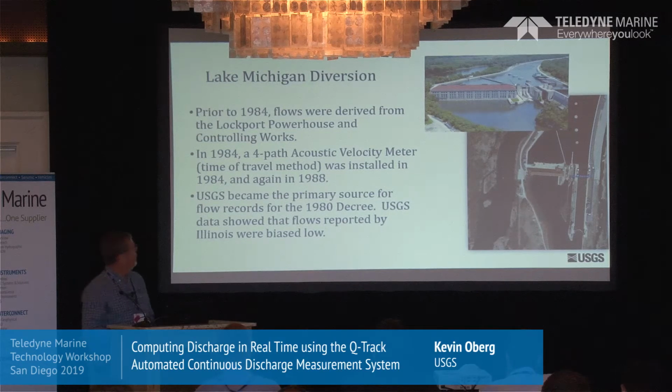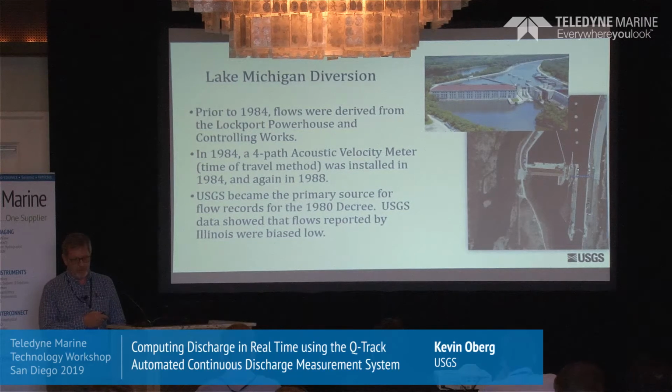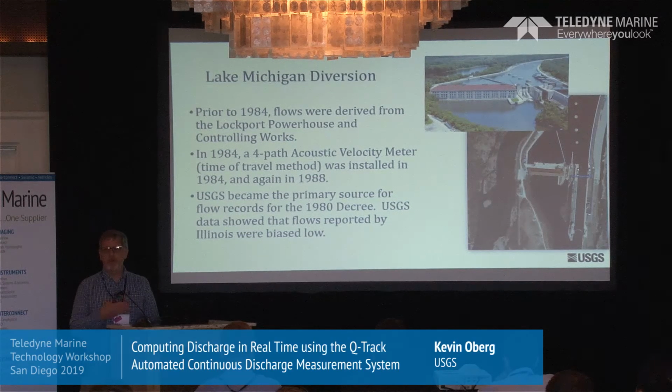In 1984, first of all, the original computation of discharge to answer the Supreme Court decree was done by computing flow through this structure, and there's one other upstream. It was called Lockport Powerhouse and Controlling Works. It consisted of a hydropower system for generating electricity. There's about 40 feet of fall across that structure, a navigation lock, some sluice gates shown here, and then there's another set of gates up here somewhere.